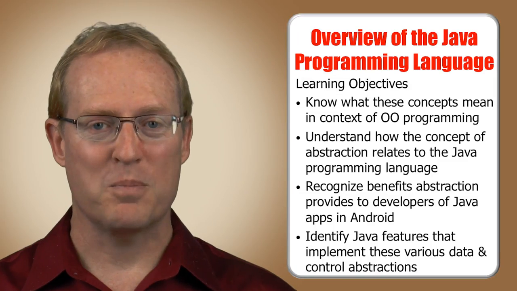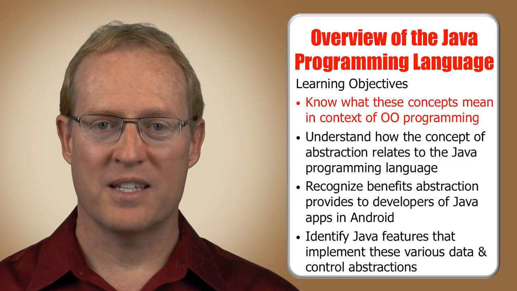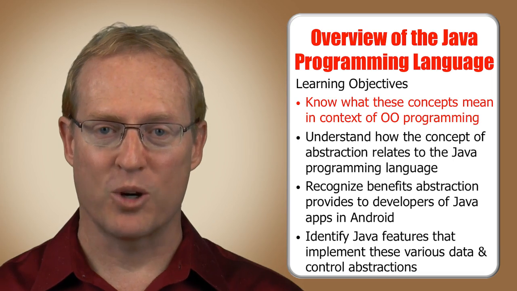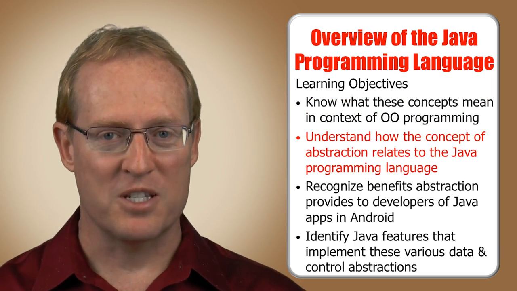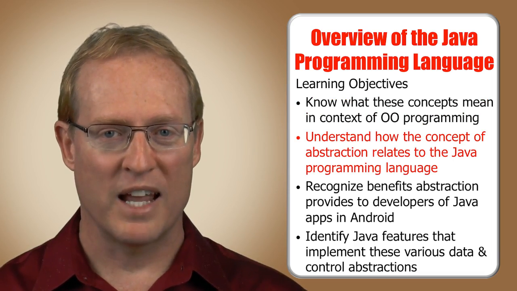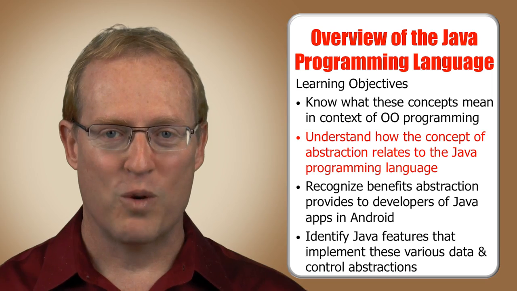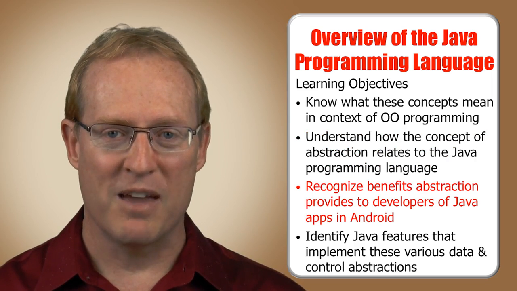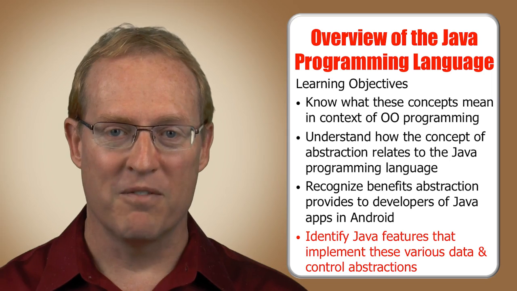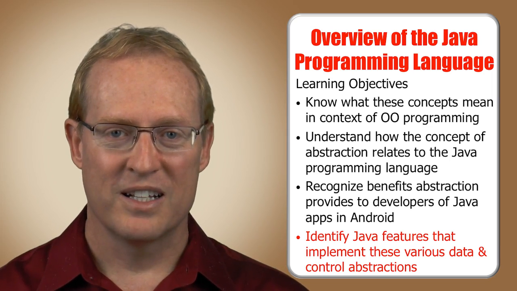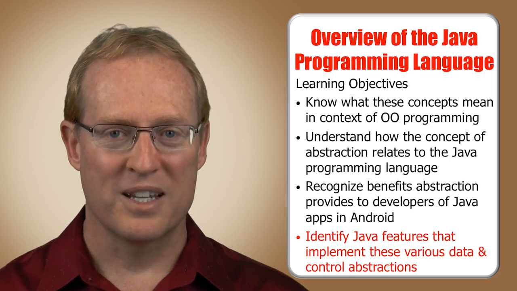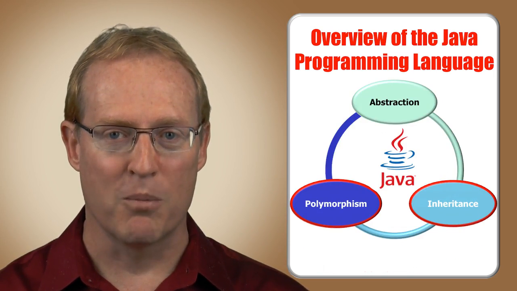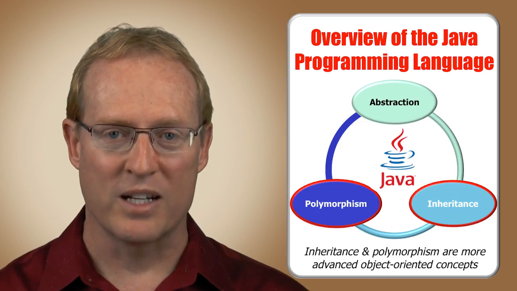Now that you've completed the first part of this lesson, you should know what the concepts abstraction, inheritance, and polymorphism generally mean in the context of object-oriented programming, understand specifically how the concept of abstraction relates to the Java programming language, recognize the benefits abstraction provides developers of Java apps and Android, and be able to identify Java features that implement various data and control abstractions, such as Java's conditional statements, loops, classes, and interfaces. The next part of this lesson provides further coverage of inheritance and polymorphism, which are more advanced object-oriented concepts supported by Java.